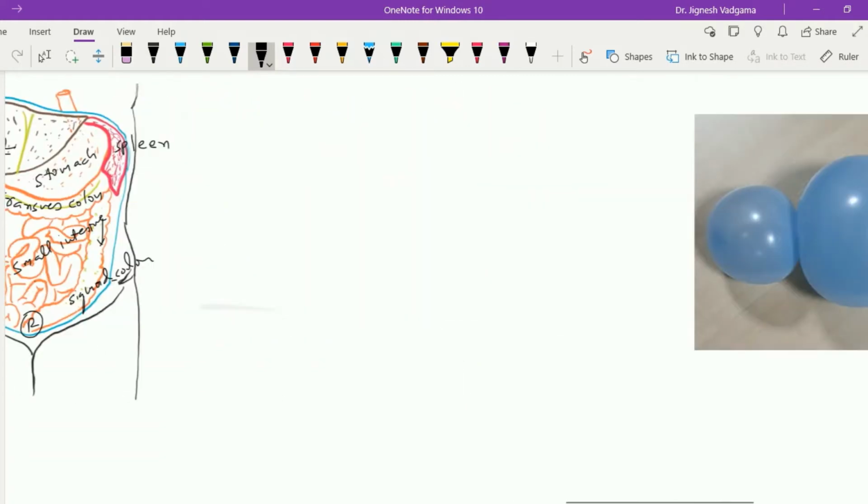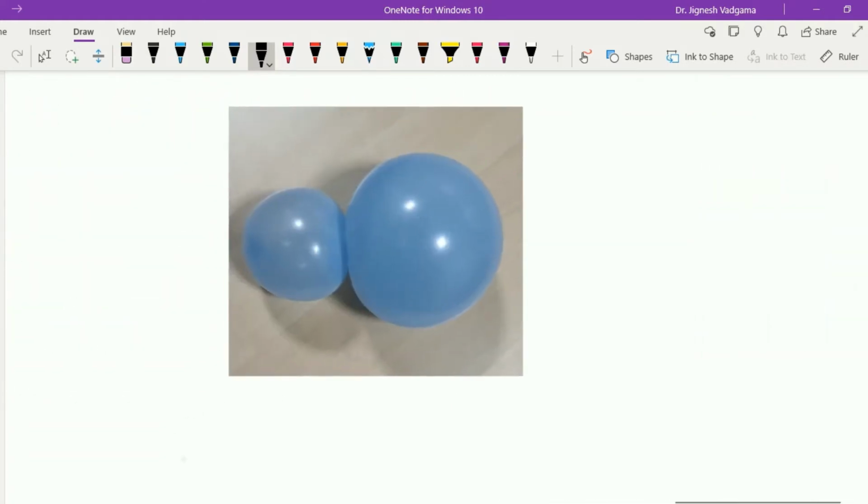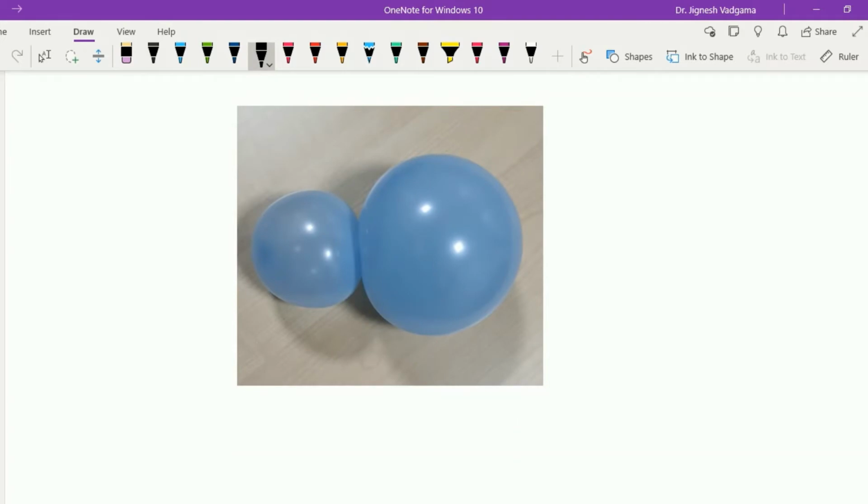So here we can imagine a balloon. This is the image of a single balloon which is converted into two sacs. One is the greater sac, that is larger in size, and this one is the lesser sac which is a little bit smaller in size, and both are connected with each other through this foramen, and this foramen is called the epiploic foramen or foramen of Winslow.